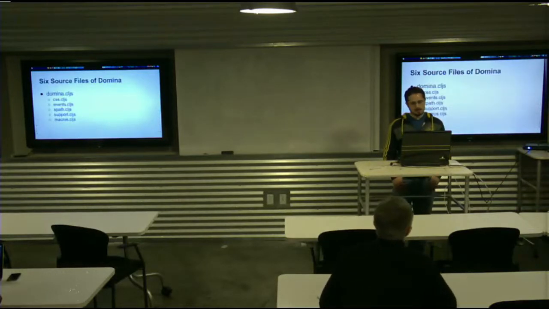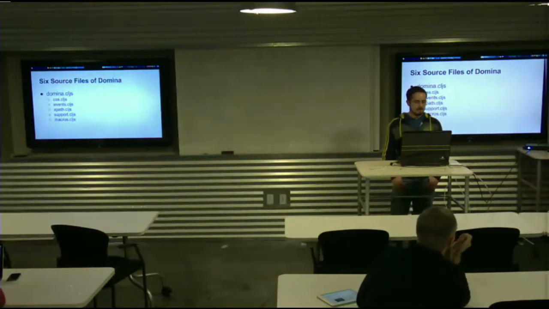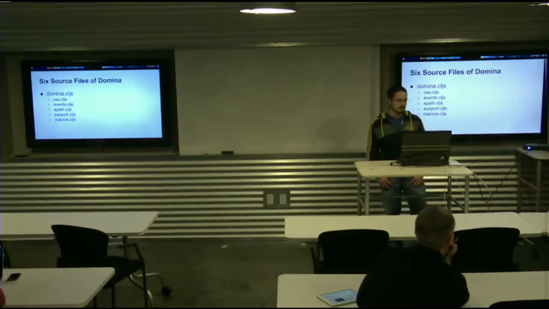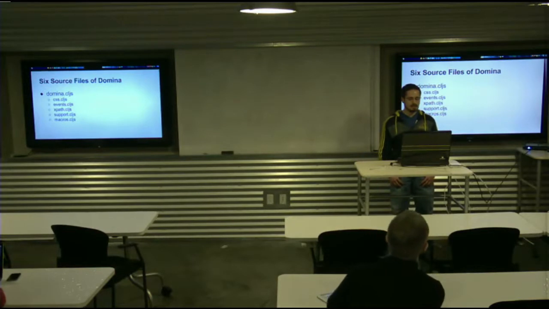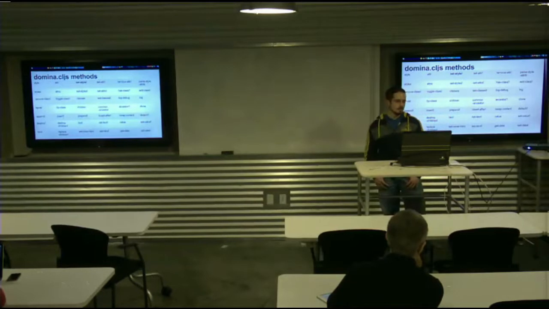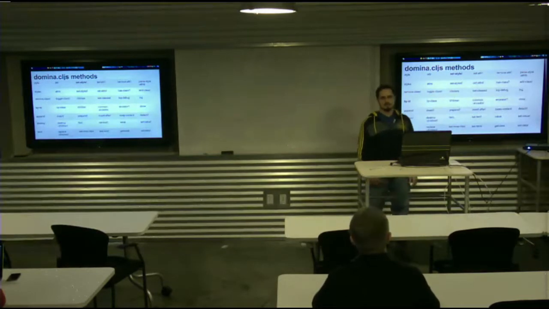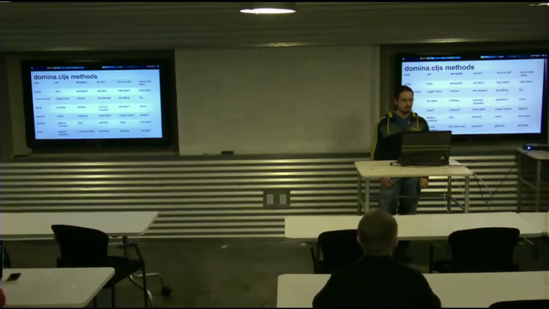Okay, so there are 6 source files for Domina. The primary one is called Domina, and then there's some stuff that gets broken out into CSS, events, XPath, support, and macros. I'm just going to use Domina. These are all the methods that are available to you in that library. The 2 that I'm going to be focusing on today are set-style and by-id, which, if you're familiar with JavaScript, is similar to getElementById.